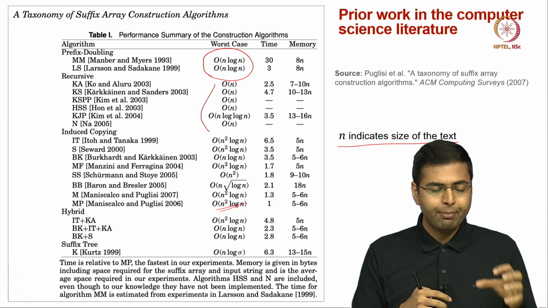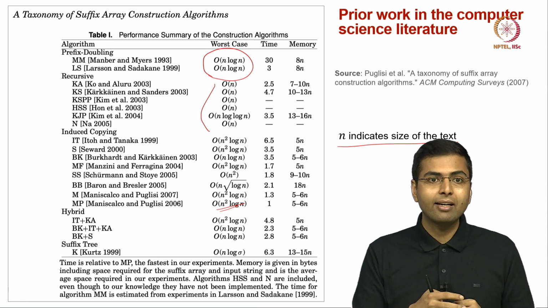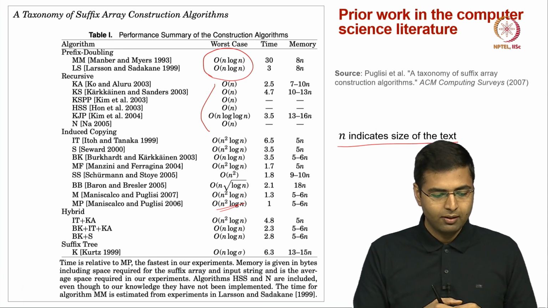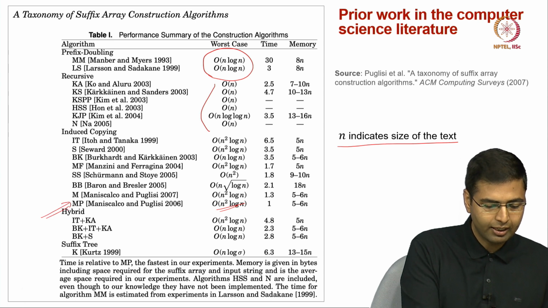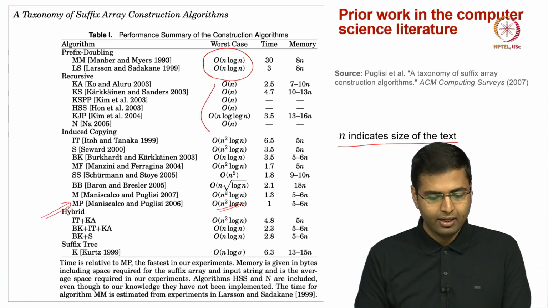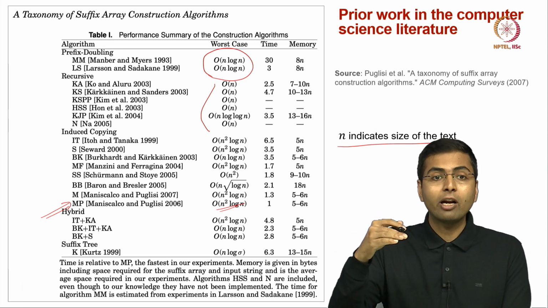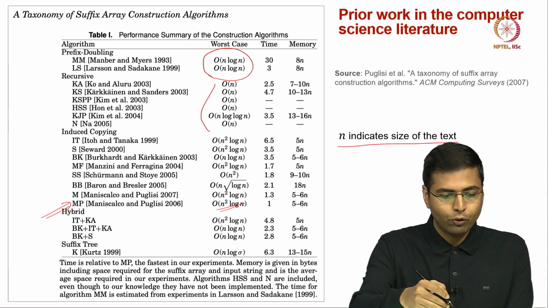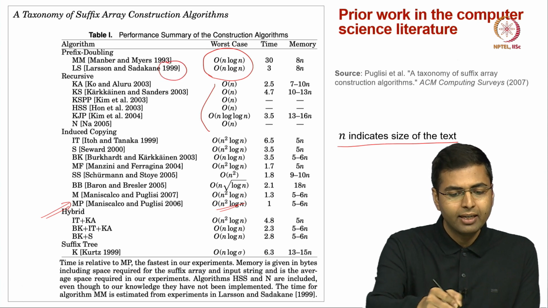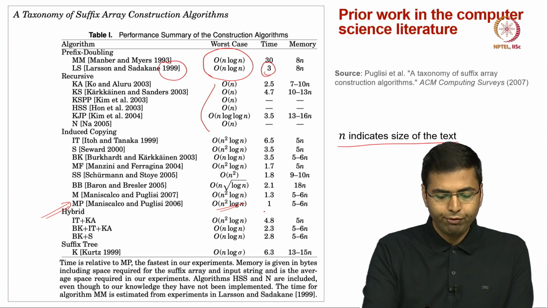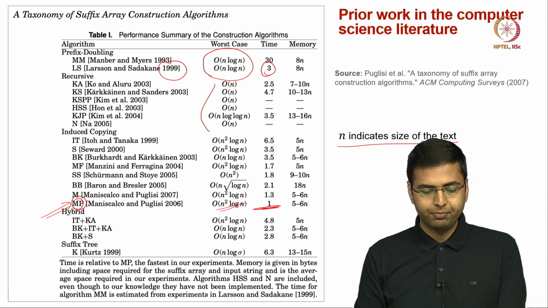This table is taken from a review paper in which they also experimentally checked the runtime of these algorithms. What this paper found was that the fastest performing algorithm was this paper from 2006, and relative to that implementation, they show how slow the other implementations are. For example, the prefix doubling algorithm proposed in 1999 is 3 times slower than the fastest algorithm given by this paper.